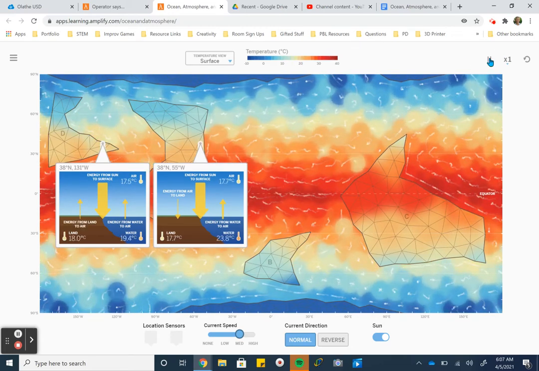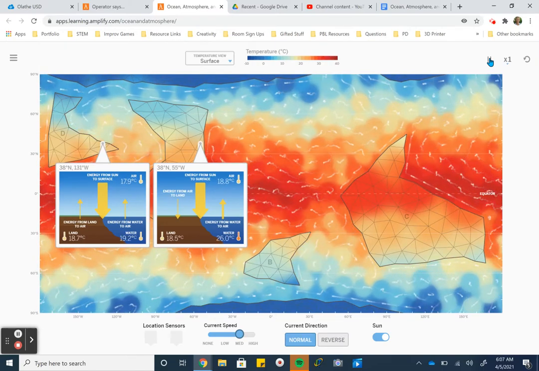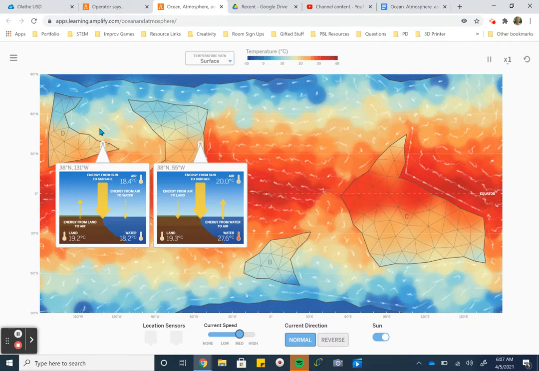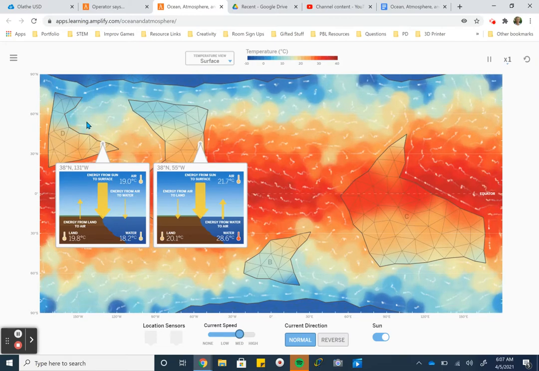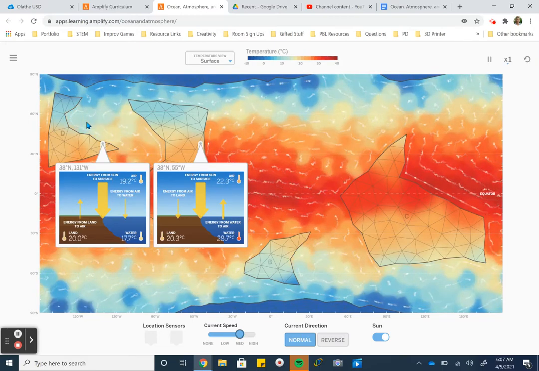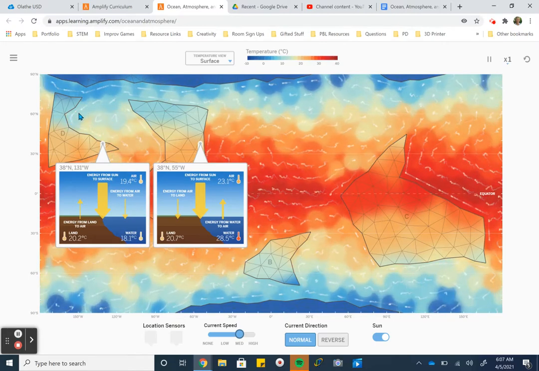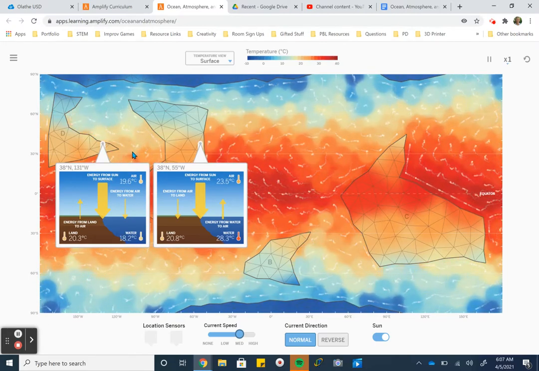A few things to observe while you're using the simulation. At location 4, there's a current coming from the northern pole area, the northern latitudes, and these colors show temperatures of the water for the currents. I can see that it's cold to begin, and it starts to warm as it moves closer to the equator.